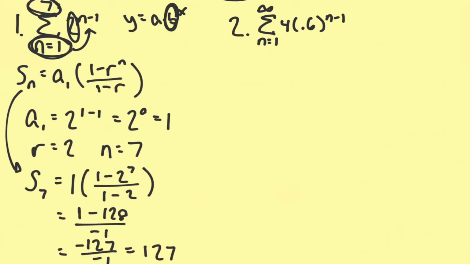Notice the next problem is an infinite series because there's no final number that we plug in for n. It just keeps going on infinitely. So we can use this formula. Notice there's no n in this formula because there's no total number of terms, because it keeps going.